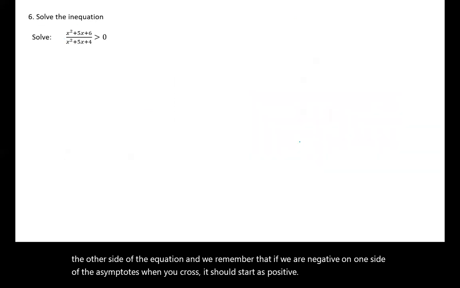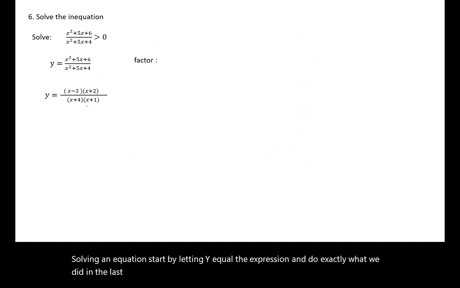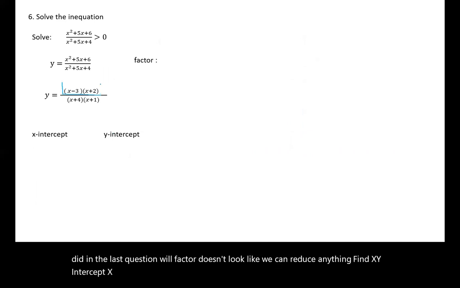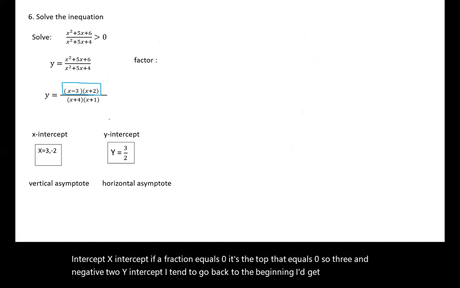Solving an inequation. Start by letting y equal the expression and do exactly what we did in the last question. We'll factor. Doesn't look like we can reduce anything. Find x and y-intercept. X-intercept: if a fraction equals 0, it's the top that equals 0. So 3 and -2. Y-intercept, I tend to go back to the beginning. I'd get 3/2 for that.